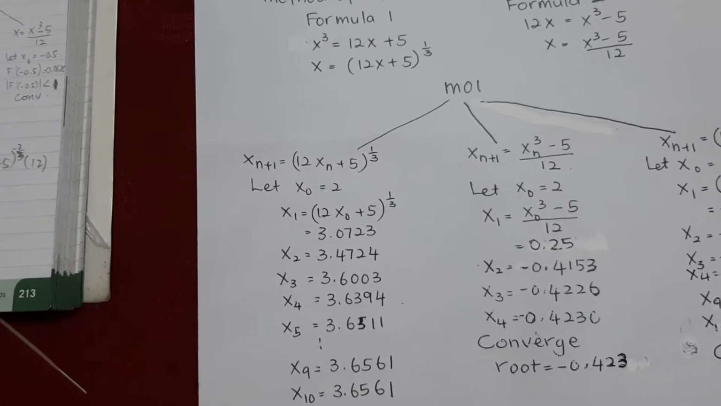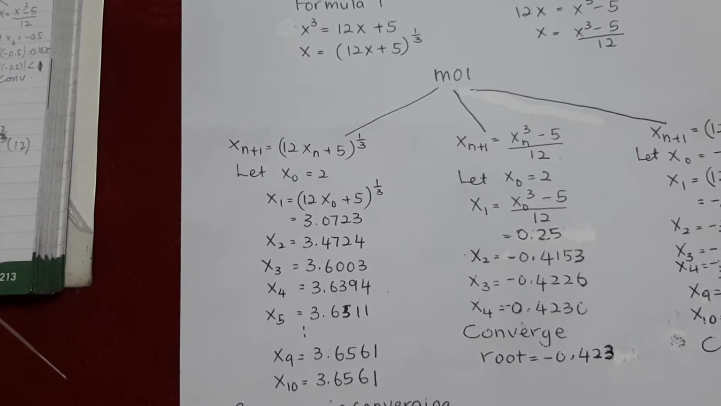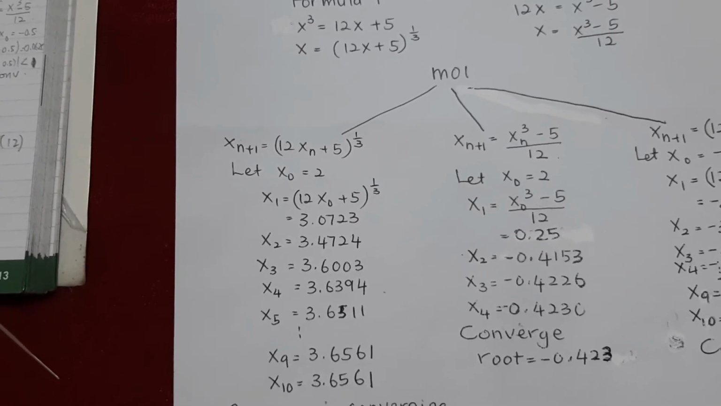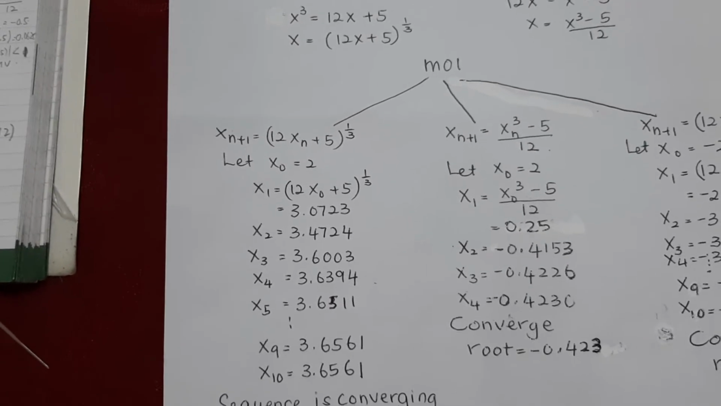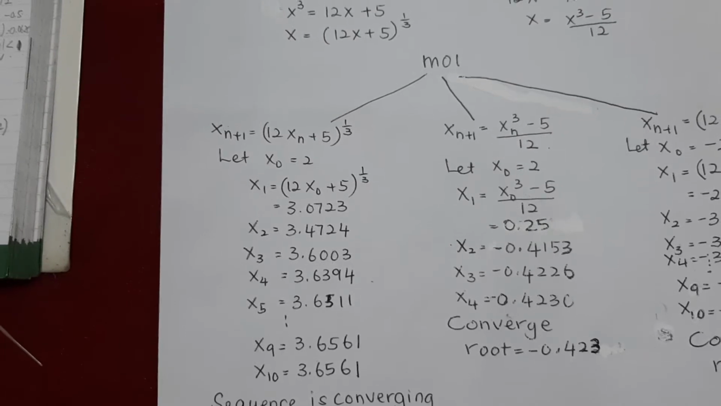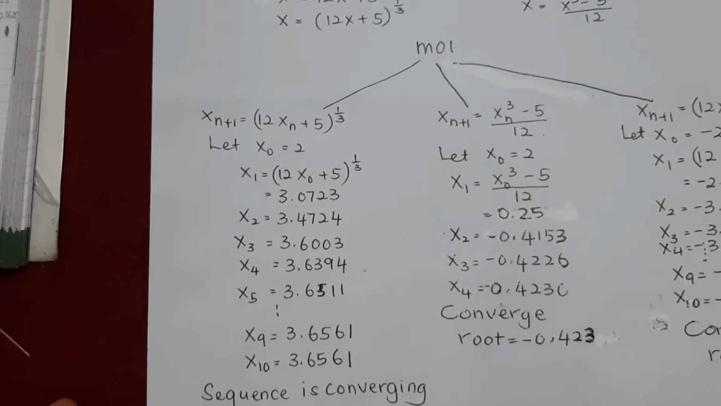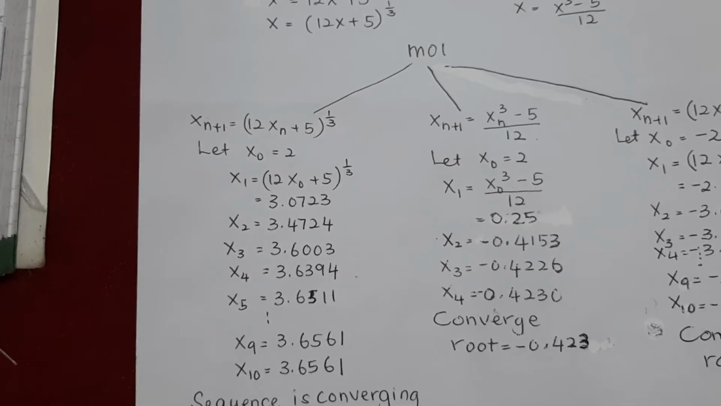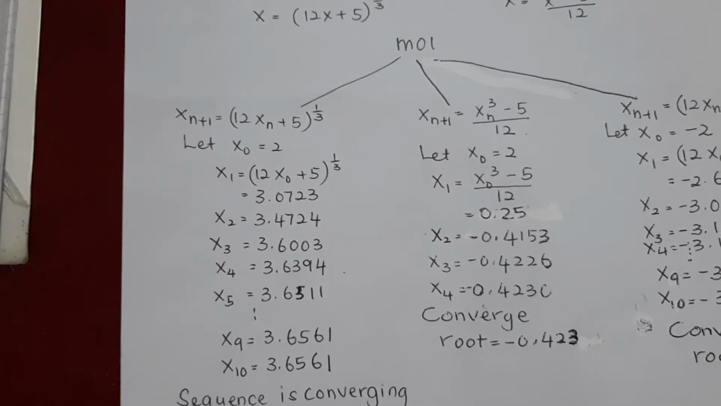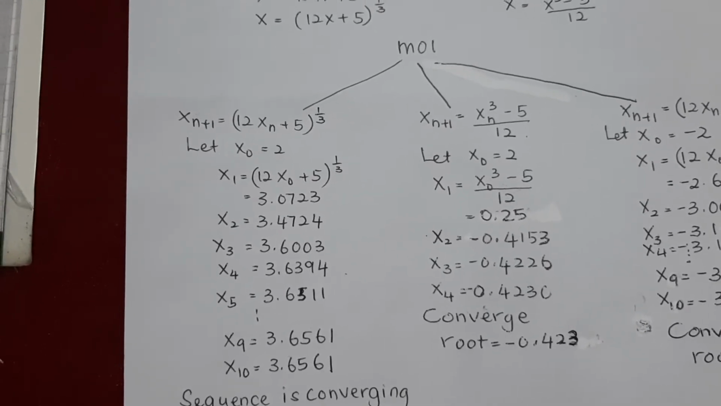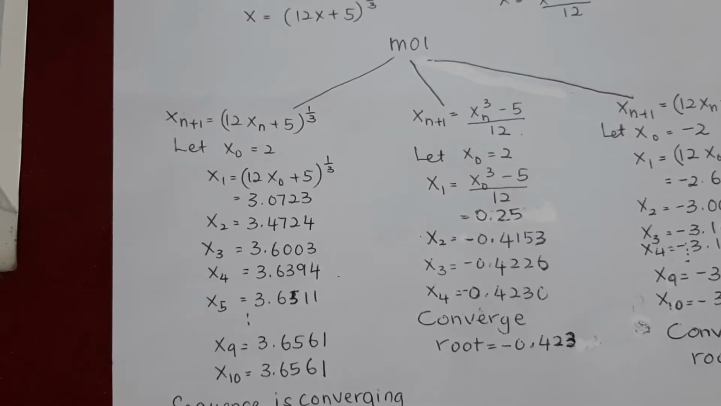So now the formula of iteration is x sub n plus 1 equals the cube root of 12 x sub n plus 5. Let's use an initial guess of 2, x naught as 2. Punch in the numbers in your calculator. So x1 will be 12 times x naught, which is 2, plus 5, and then you take the cube root. Save your answer in your calculator. Save x1 to be used in the second iteration.